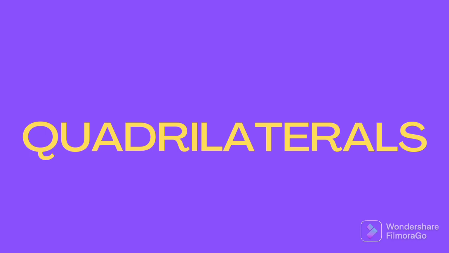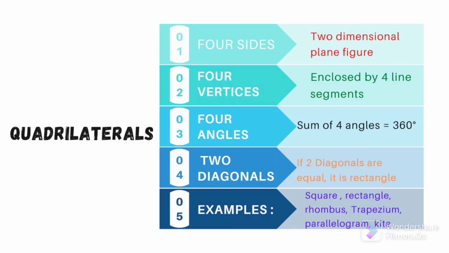Quadrilateral. Let's have a look at some key points of quadrilaterals. Quadrilaterals have 4 sides, 4 vertices, 4 angles and 2 diagonals. A quadrilateral is a two-dimensional plane figure which is enclosed by 4 line segments. The sum of all 4 interior angles of a quadrilateral is equal to 360 degrees.